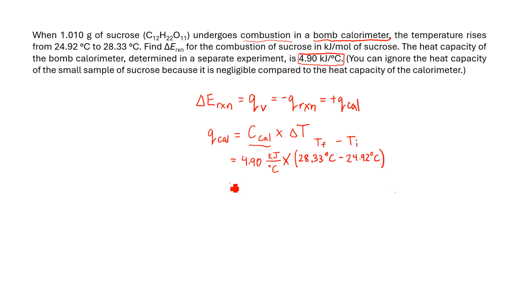Okay, so notice that now if I do a little bit of math, it's 4.90 kilojoules per degree Celsius. What does this come out to be? What is it, 3.41 when I do that subtraction? Right, I just did 28.33 minus 24.92, and I got 3.41. Notice the degrees Celsius cancels when I multiply the heat capacity and the delta T, and I'm supposed to get some number in kilojoules, right? So this is going to be 16.7 kilojoules, which is equal to QCal.